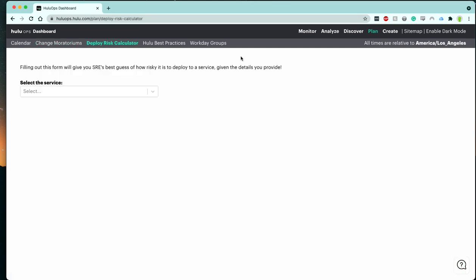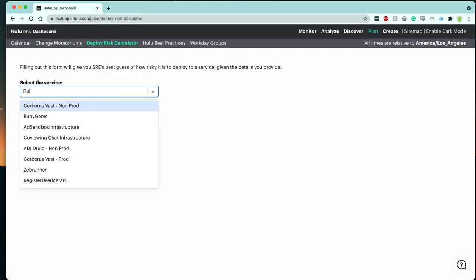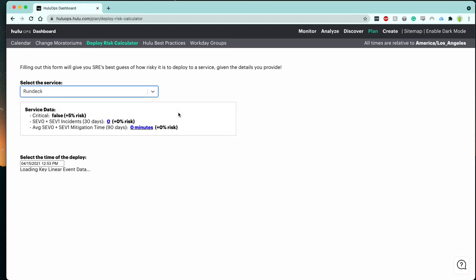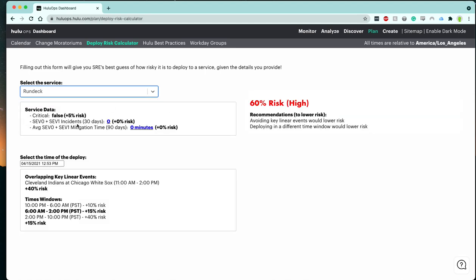But if I hit the deployment risk calculator, I can say I am about to deploy a run deck based on my service name. So this is not a critical service. I have had no Sev 0 or Sev 1 incidents in the last 30 days. My average mitigation time, since I haven't had any incidents, is 0 minutes. I'm going to take that and assign a risk factor to it. But then I'm going to take the time of the day, the things that are actually going on right now, and add those. So right now, even though I get zero risk up here, as far as error budget, I'm pretty good.